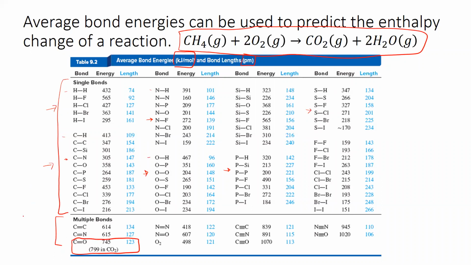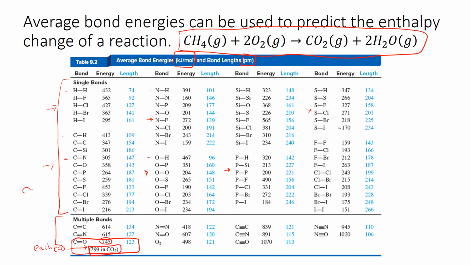If you actually look at this, there are 2 values here. There's a generic CO double bond, and then it tells you separately in CO2, each double bond. Each CO double bond is a little bit stronger than a typical CO. So where might we have those?